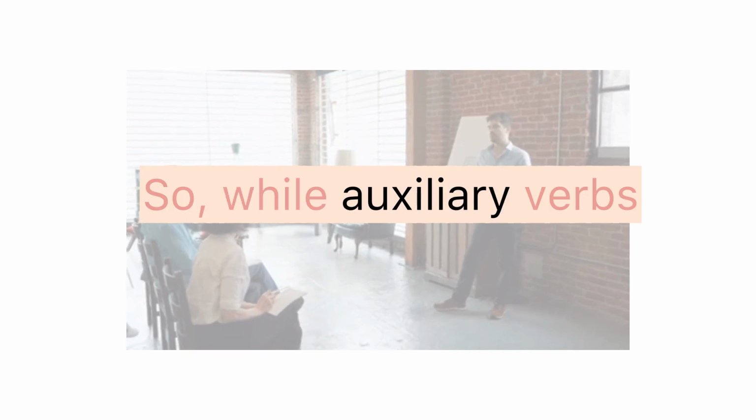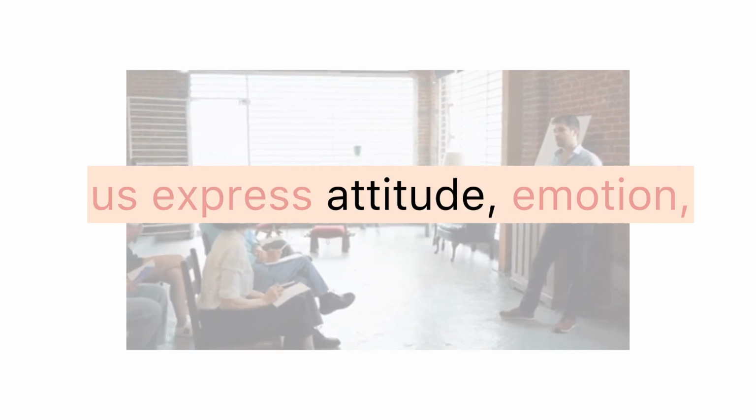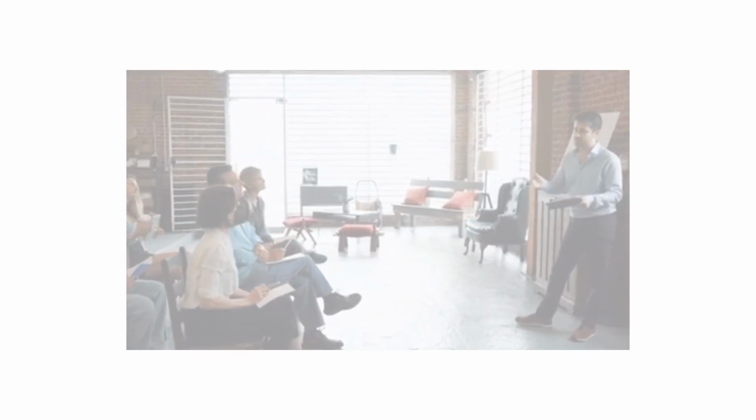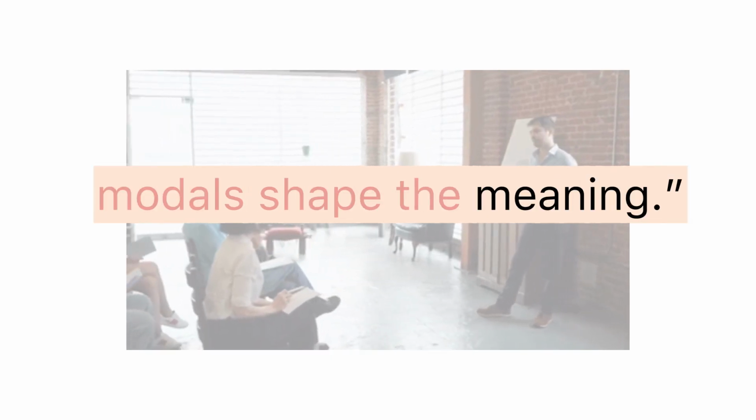So, while auxiliary verbs help us build structure and tense, modals help us express attitude, emotion, and intent. In short, auxiliaries shape the grammar, but modals shape the meaning. When you master action, linking, and helping verbs, you don't just learn grammar, you command clarity, persuasion, and presence. Again, to sum it all up, action verbs move your sentence, linking verbs define identity, and helping verbs amplify meaning. You're not just learning grammar, you're mastering how language shapes thought.